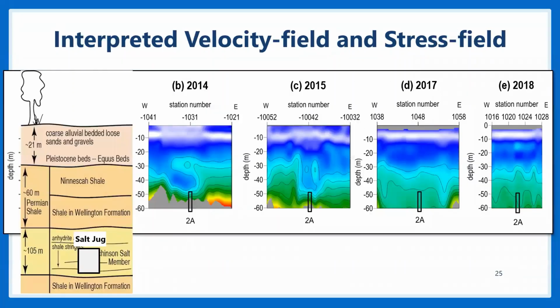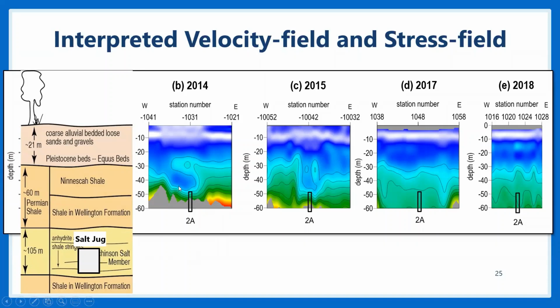So to give some more context here, the upper 20 meters is the Pleistocene beds, and then the shale goes from about 30 down to 60. One thing that's important to note is that this low velocity feature you see here, you may have wondered, oh, is that the void? Is that the salt jug, as it's called? Is that the dissolution void? And no, the void itself is actually much deeper. It is below 80 meters, like I mentioned earlier.